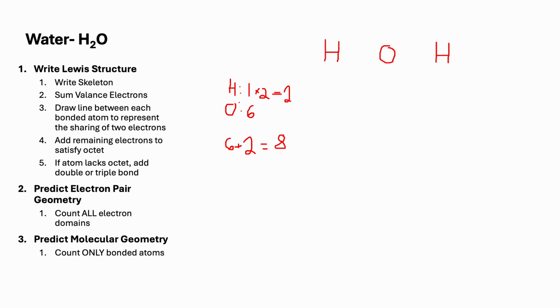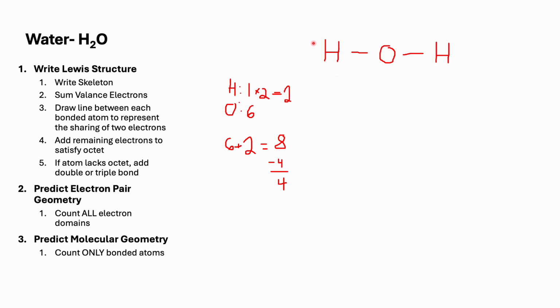So now we're going to draw our line to show the sharing of 2 electrons. Instead of writing 2 individual dots right here, I'm just using a line, and the line shows 2 electrons. Now, step 4, we are going to add our remaining electrons to satisfy our octet. To figure out how many electrons we have remaining, we're going to subtract how many electrons we used to bond the atoms. So that is 8 minus 4, which gives us 4 electrons left. And so we are going to satisfy our octet rule.